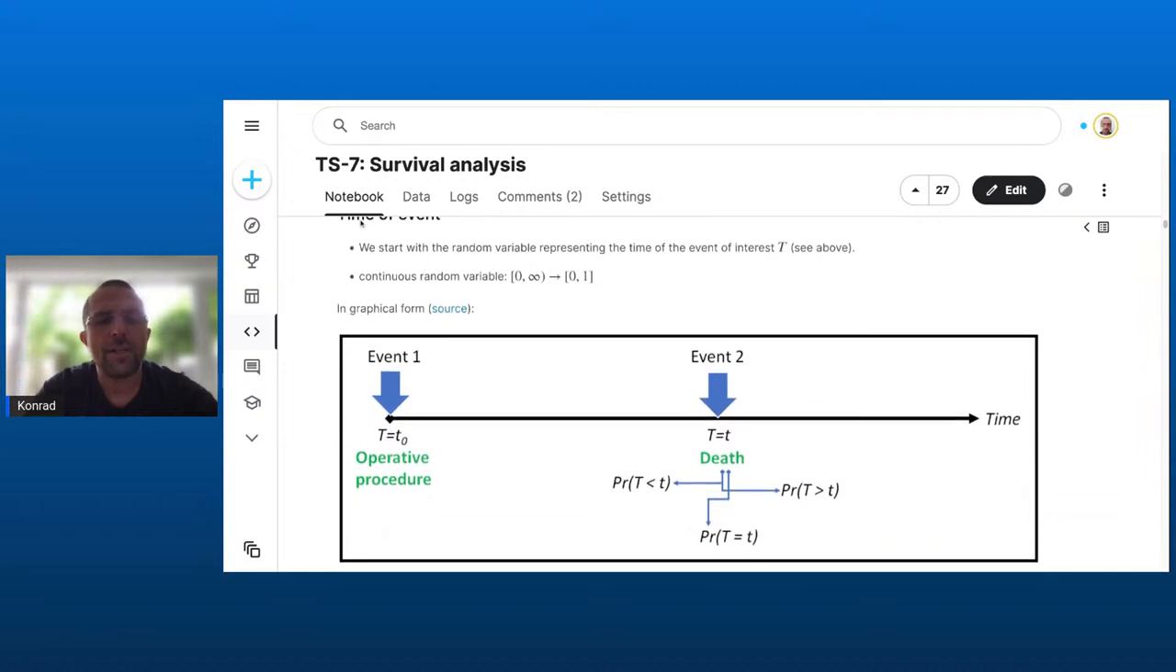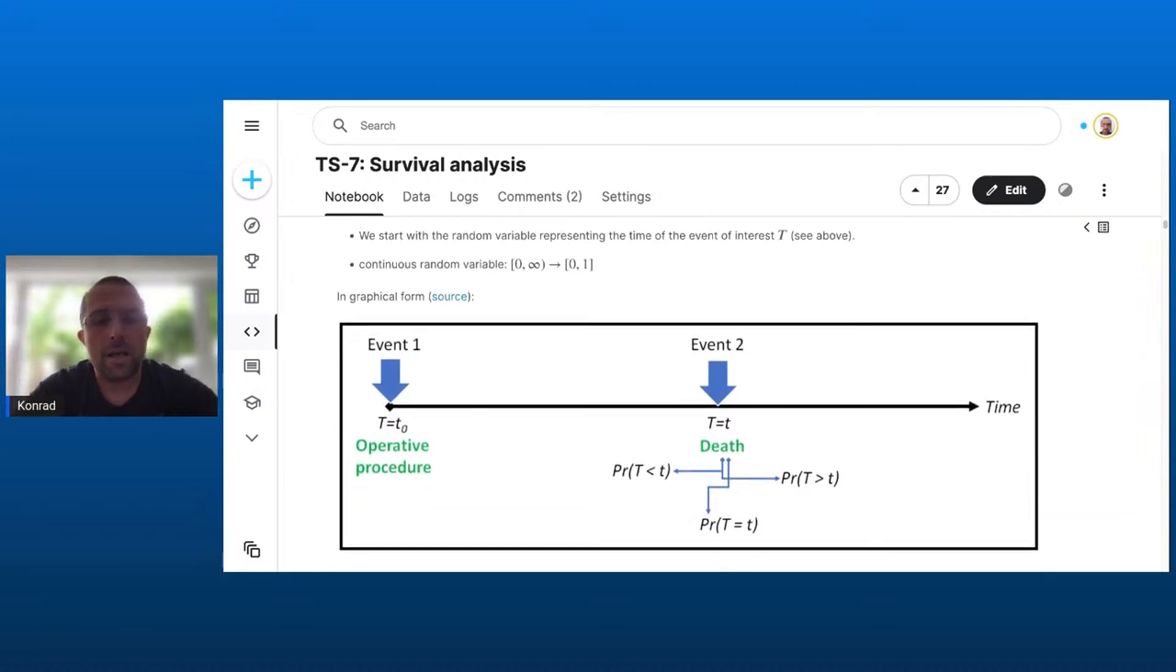Rolling further, first the time to event. As I said, that's a random variable representing how long it takes until something happens. It's not negative because, well, you can't say it will happen 10 minutes ago. Doesn't make sense grammatically, doesn't make sense mathematically.